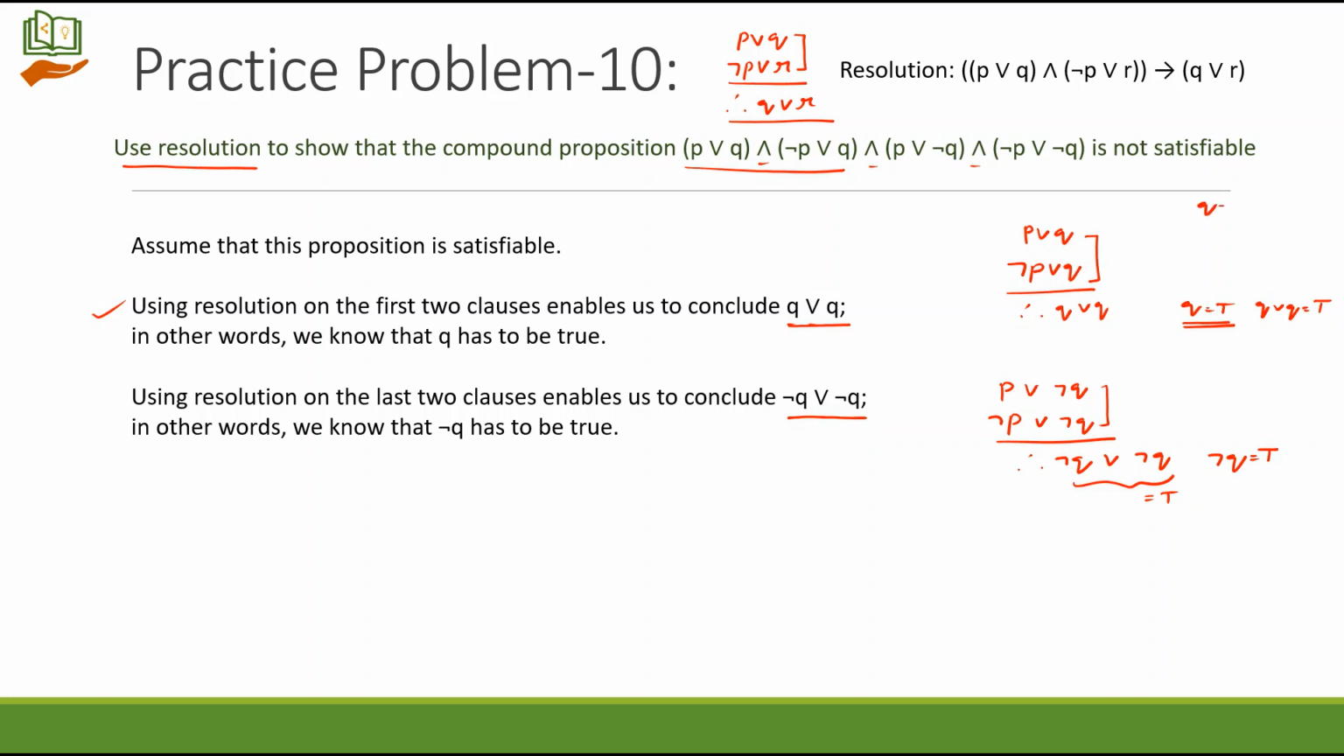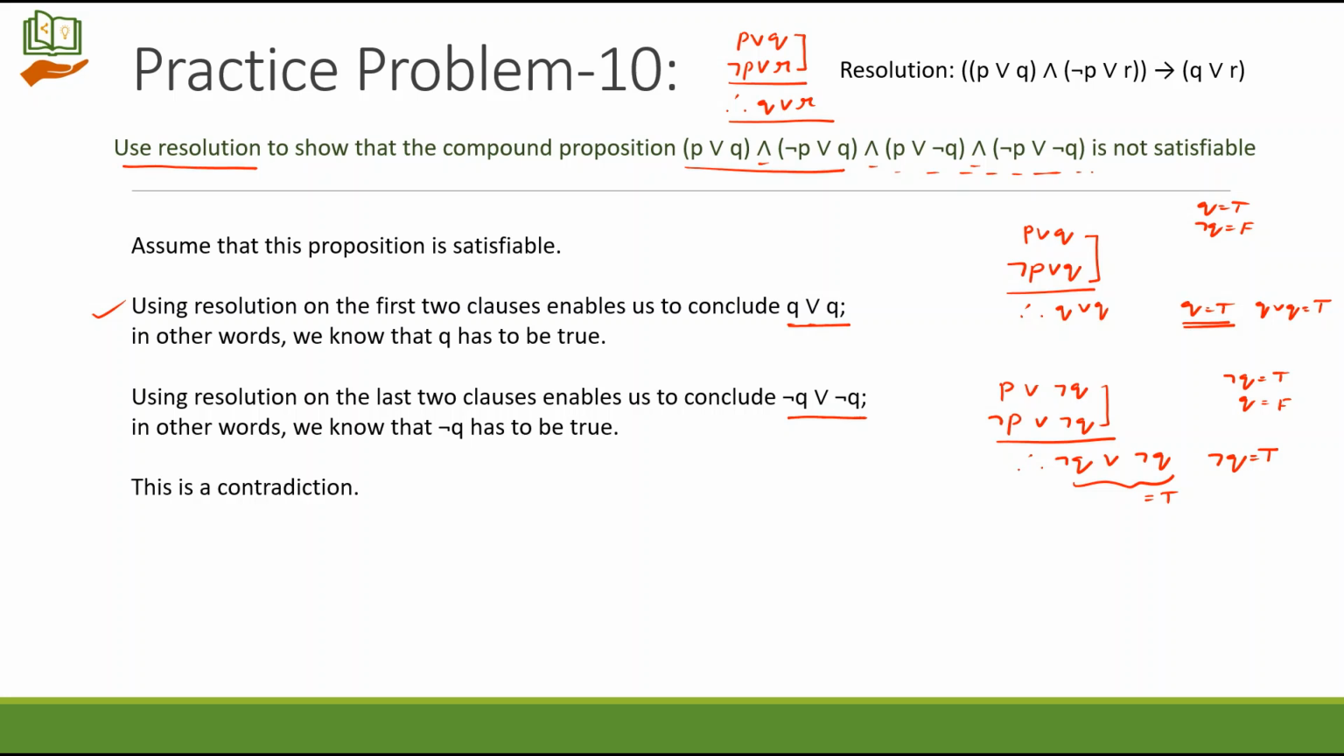When Q is true, negation of Q will turn out to be false. If negation of Q is false, this particular part will be false. If this particular part is false in conjunction, the ultimate compound proposition will turn false. This is the first case. Let's take the other case. What about if negation of Q is true? In that case, Q will be false. Then the first two clauses will yield false. False in conjunction with any true value will give you false only.